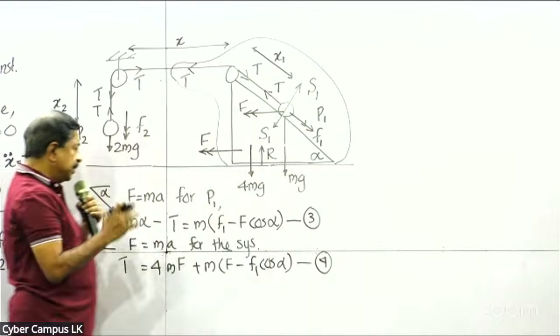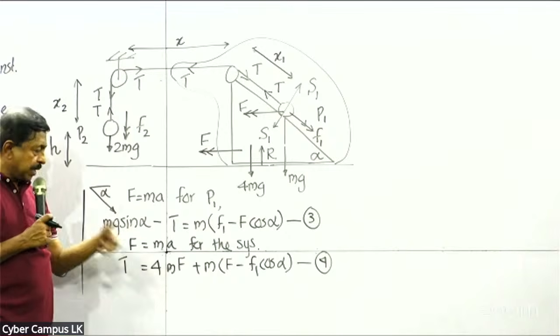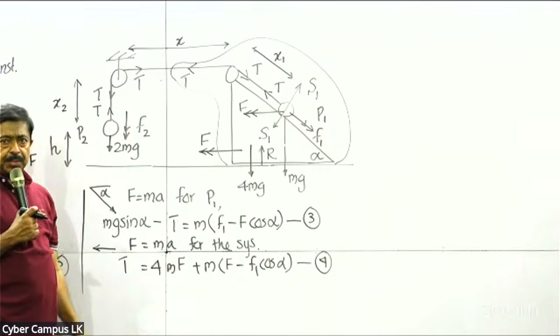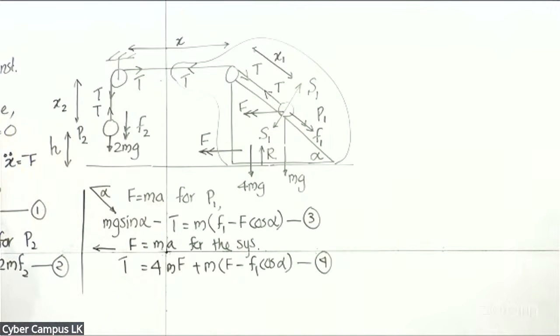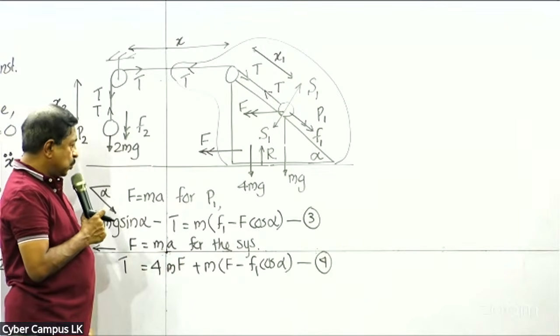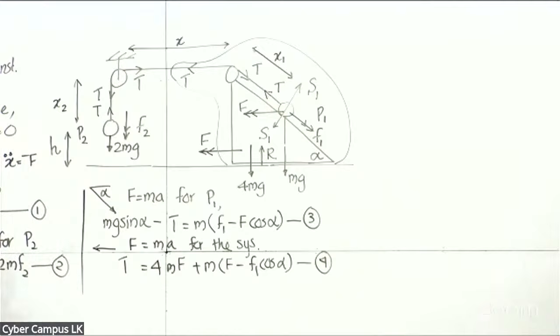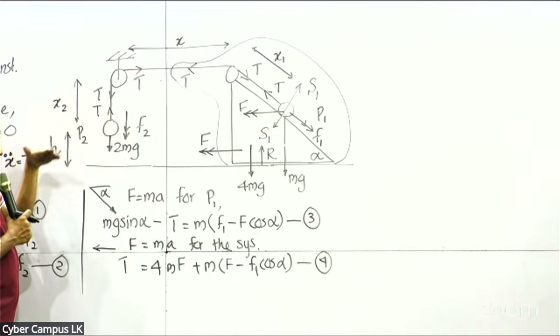Now, if you solve these four, how many variables are there? F1, F2, capital F, and T. So you should be able to, like we did earlier, find capital F. If you want, I can show how to solve, but it's not necessary here. So you can solve this for capital F, or in the same fashion, you can solve it for F2. Now, if you find F2, you can find the time taken for this to hit the table.